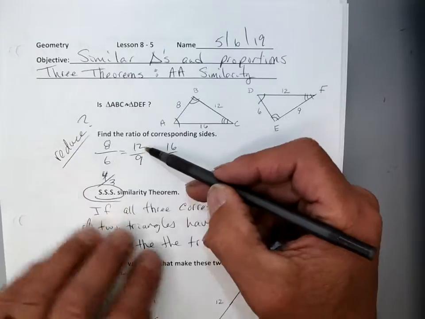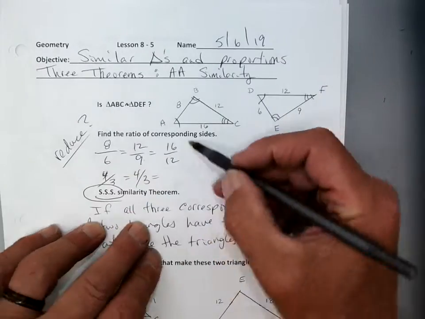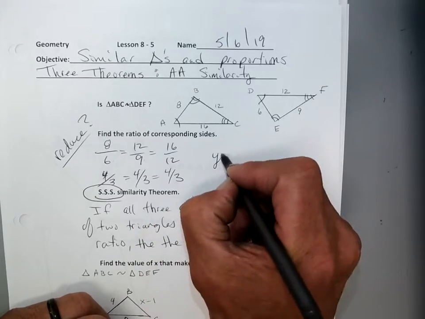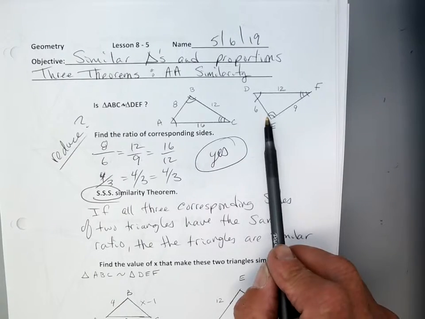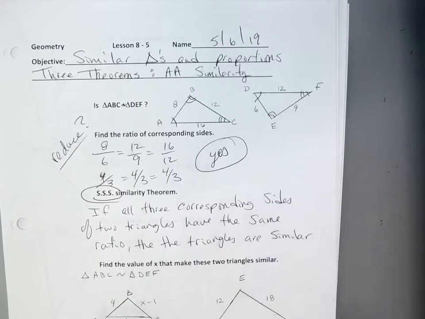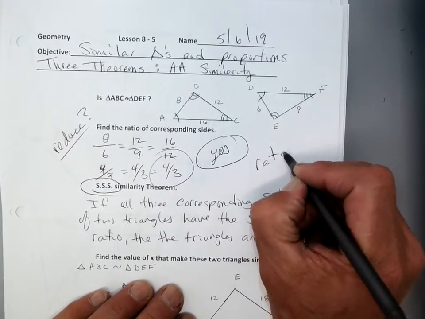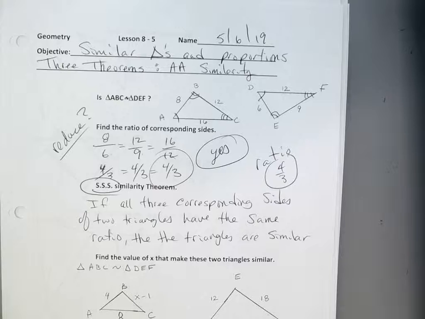Let's reduce this one. Divide both by 3, I get 4/3. I'm getting the same ratio. Divide these both by 4 and I get 4/3. So yes, they are definitely similar because they have the same ratio. This triangle is 4/3 as big as that triangle. So the ratio is 4/3. Or it could have been 3/4, depending on which triangle you looked at first. Does that make sense?